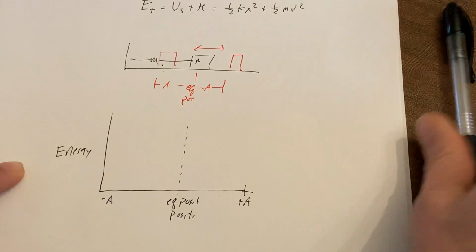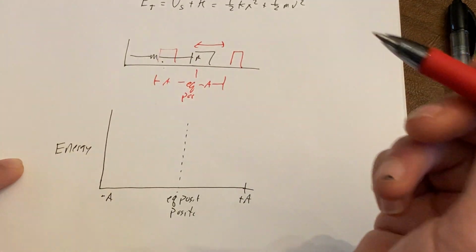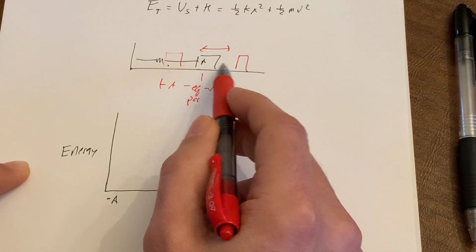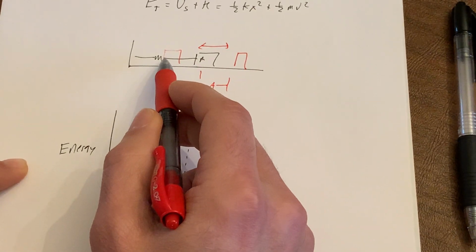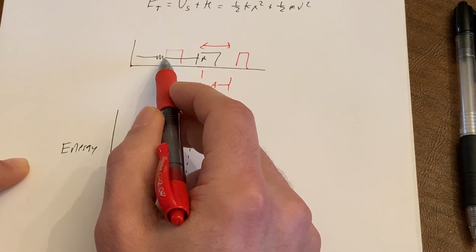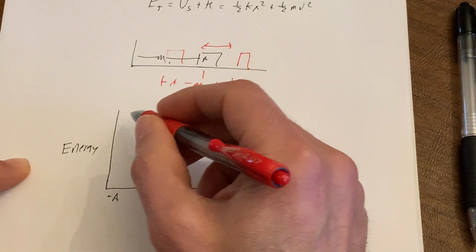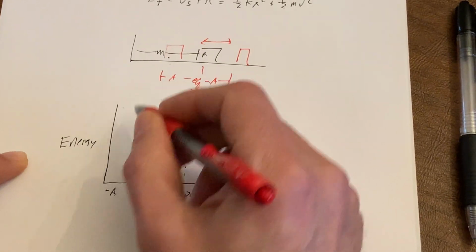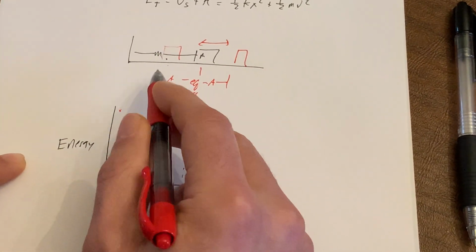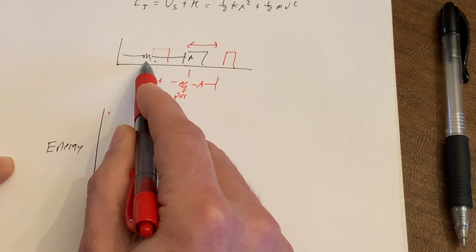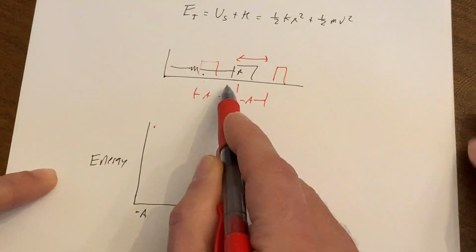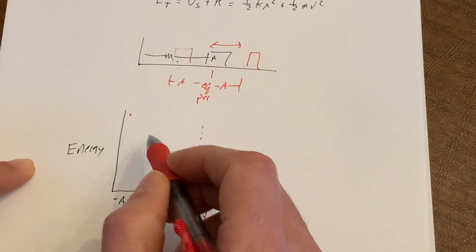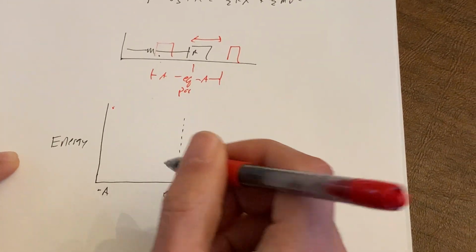What does it have when it's all the way to the left? I'm going to use different colors here. What type of energy is in the box when it's all the way to the left? Since the spring is compressed, it has its maximum spring potential energy. So that would be somewhere up here. Now, as the box starts to make its way back to my equilibrium position, that potential energy is going to get converted to kinetic energy. But how does that look?